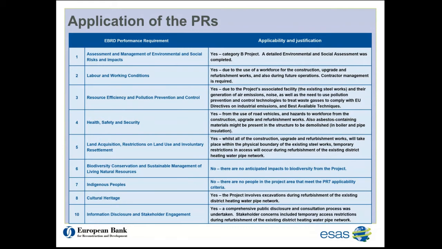PR6, Biodiversity Conservation and Sustainable Management of Living Natural Resources. Well, PR6 didn't apply to the project because there were no anticipated impacts to biodiversity from the project. PR7, Indigenous Peoples. Well, PR7 didn't apply because there are no people in the project area that meet the PR7 applicability criteria. PR8 definitely applies, cultural heritage, because the project involves excavations during the refurbishment works, and so there's the potential for archaeological artefacts to be damaged and a chance finds procedure will need to be in place.